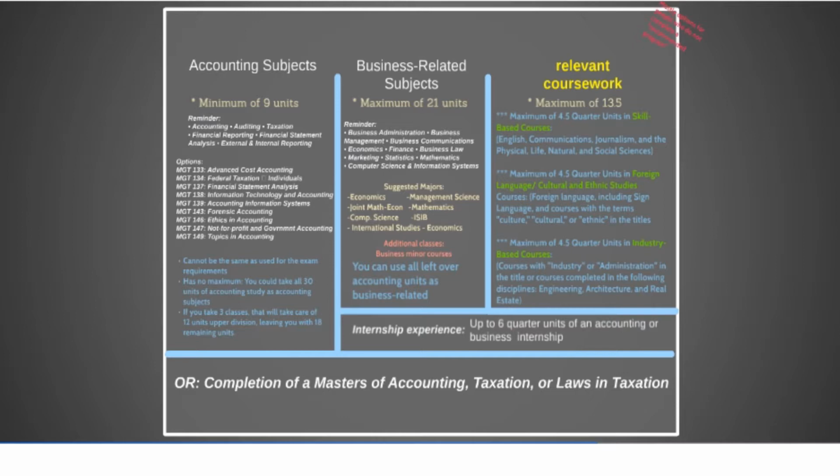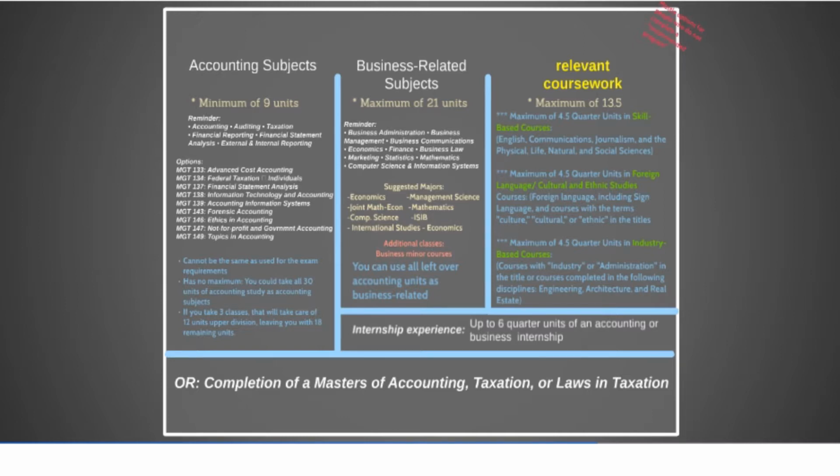Now, let's move on to the business related subjects. The business related subject allows you to have a maximum of 21 units, which means that if you have 24 units, that's great, but they're only going to be counting 21. So for this, we're also listing pretty much the same thing as the business related subjects during the first hurdle. And as we mentioned, you can complete these by completing a suggested major, it being econ, joint math and econ, management science, etc.